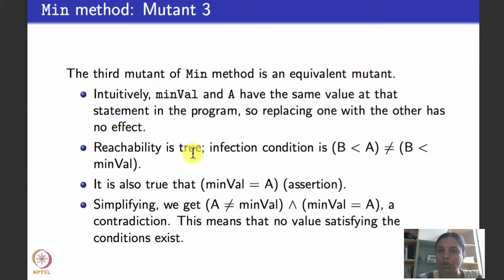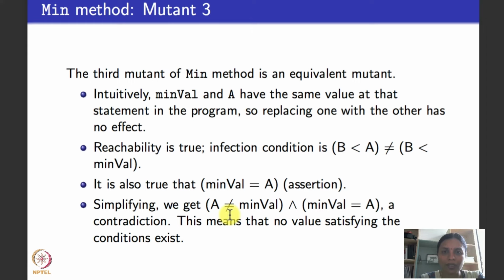Reachability, as always, is true because I can always reach that statement. What does the infection condition mean? The infection condition is that the if should be tested, which means B should be less than A, and the fact that B is less than A should not be the same as B being less than min val, because the mutant replaces A with min val, right? Independently, just from the statement before this, we know that min val is equal to A. We know that min val is equal to A. So what do we mean by that? We know it because the statement holds.